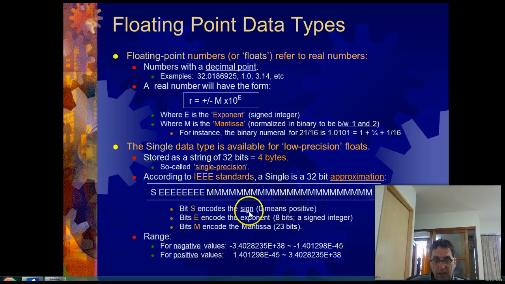Bit S encodes the sign. 0 means positive. Bits E, these bits, encode the exponent. We have 8 bits, so it's a signed integer. And then these bits encode the mantissa, and there are 23 of these. The range for negative values is minus this to that, and for positive values, it's from here to here.